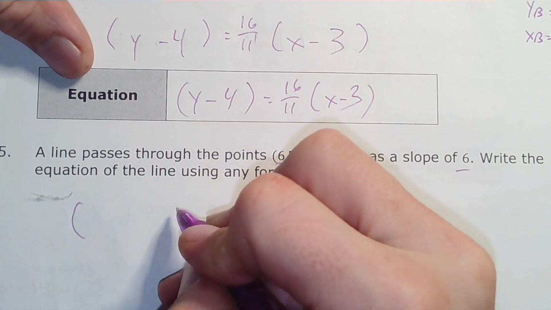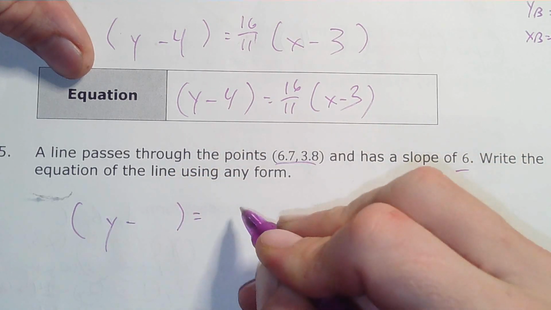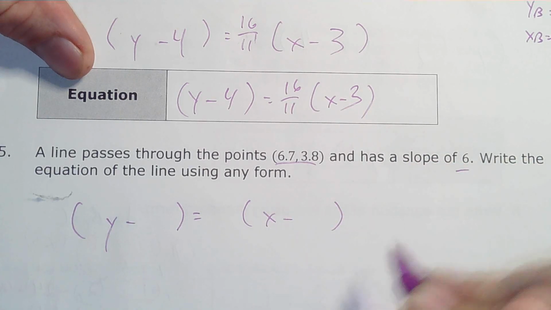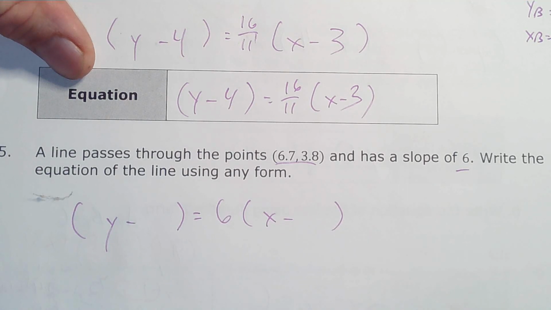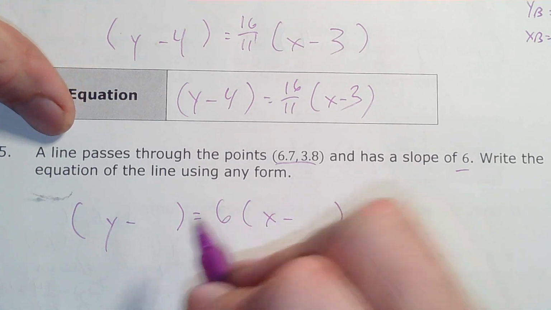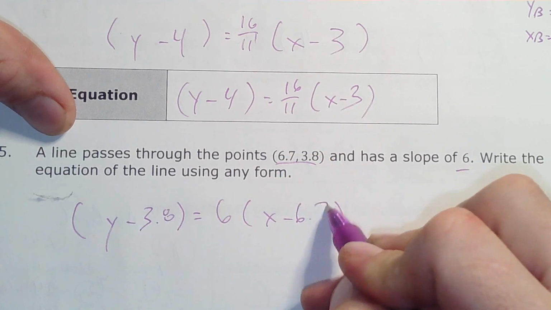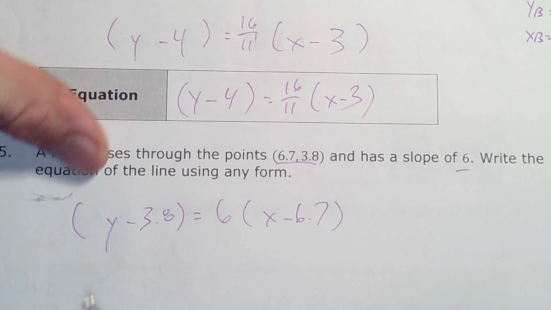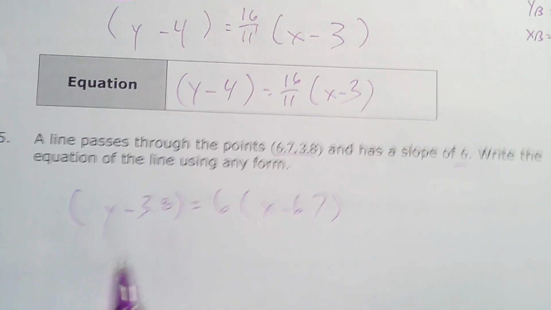All right, so I have y minus the y point equals the slope times x minus the x point. Write my slope in there, which is 6, that's 6/1. And then my y is 3.8, and my x is 6.7. There's my equation of the line in any form. I have answered the question asked. That one was pretty simple.